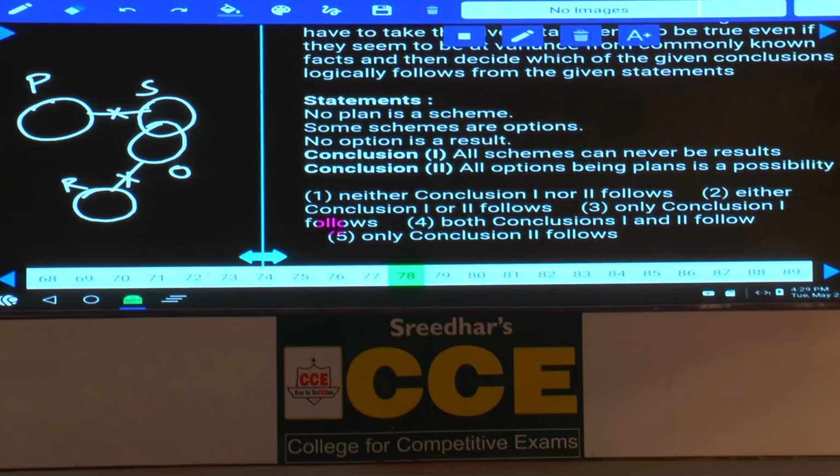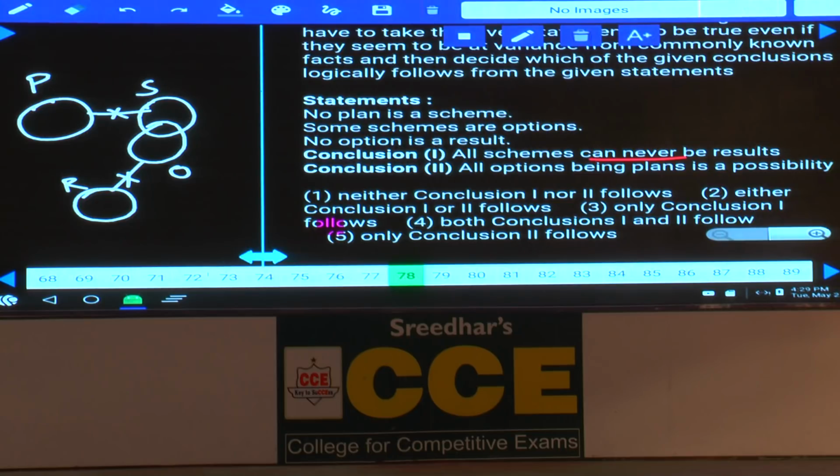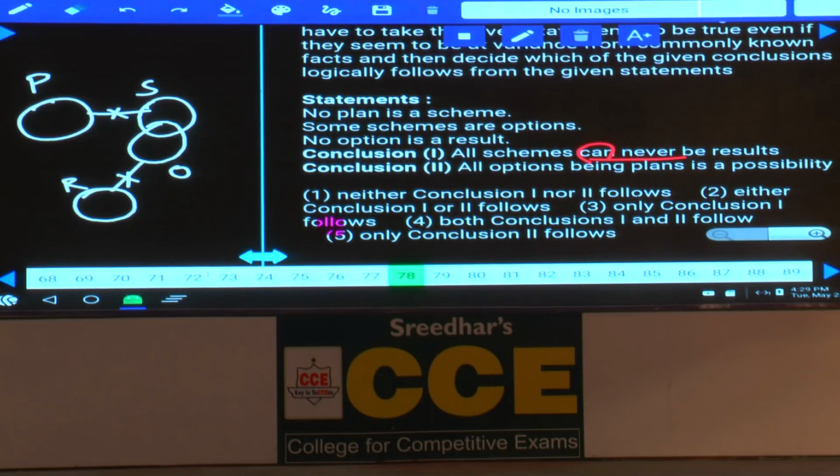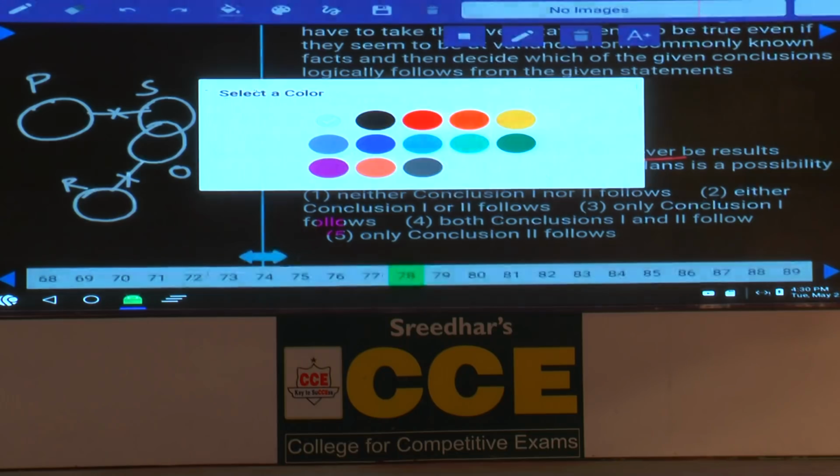Then the first one, all schemes can never be results. How to represent this "can never be"? Can stands for possibility and never is negative possibility. That means all schemes being results is not possible. Tell me whether all the schemes being results is possible or not.